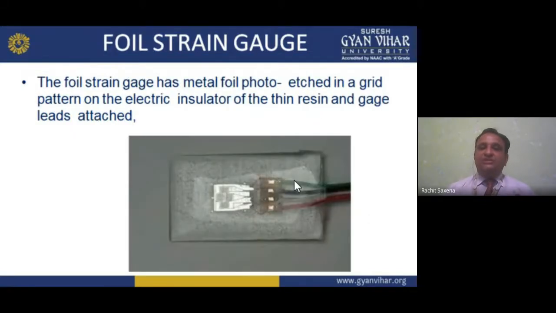Now the foil strain gauge. We have a foil structure, foil etched in a grid pattern, with an electric insulator of thin resin, and gauge leads attached to this. It looks like this, very simple.